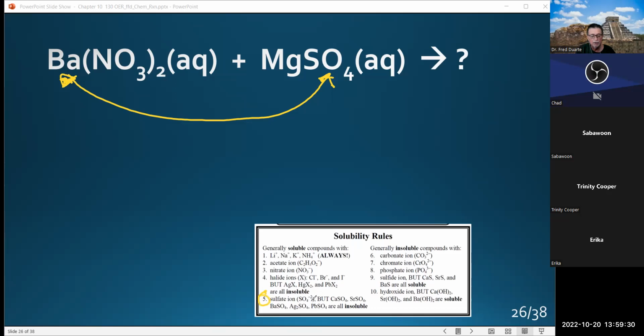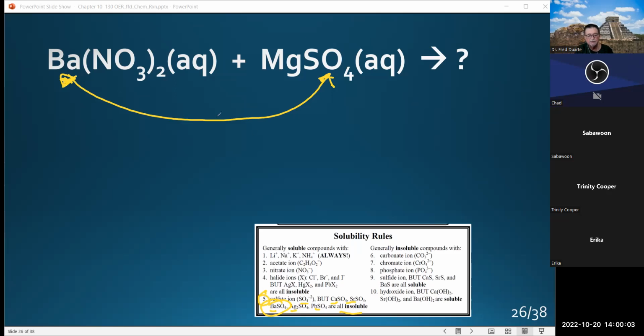Normally sulfates, regardless of whatever metal they're bonded with, are soluble, except those exceptions where you've got either calcium, strontium, guess what? Barium, silver, and lead. The fact that barium sulfate is insoluble automatically says, hey, I got a positive reaction. So I can continue.